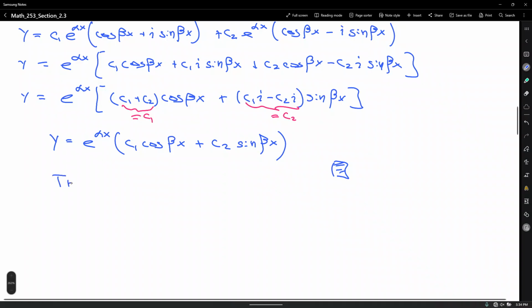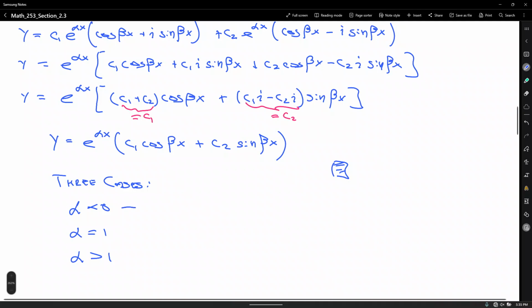We have three cases, and this is going to be very useful for applications. Whenever alpha is negative, alpha equals 0, and alpha is positive. Actually, let me do it with negative and greater than 0.